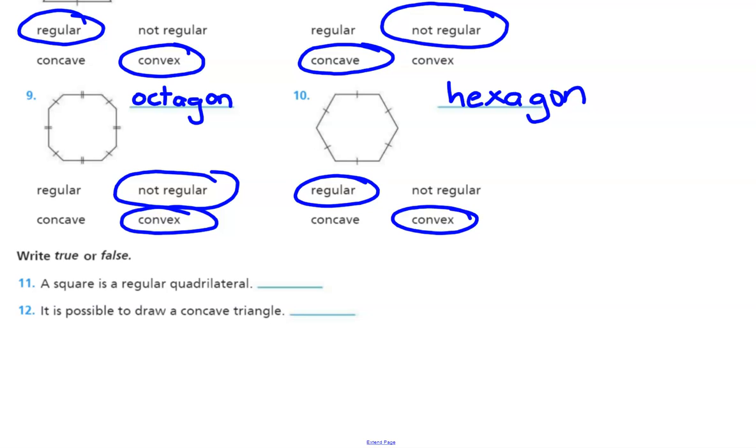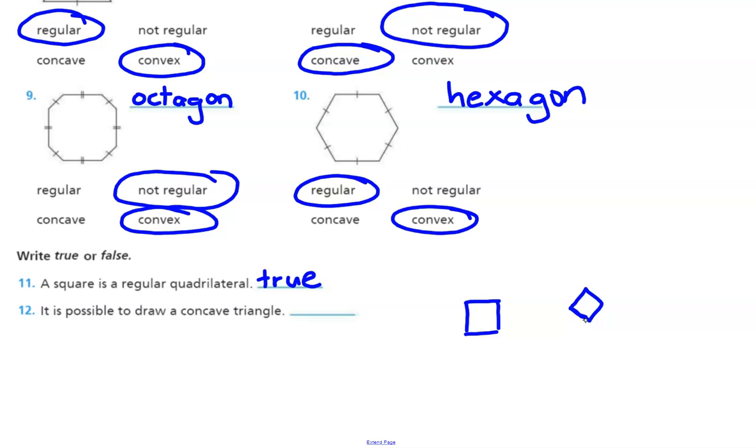And then just to finish it out today, it just wants us to write 2 true or false statements here. It says a square is a regular quadrilateral. Okay, well, think about this. Quadrilateral is a shape that has 4 sides. A regular quadrilateral would mean that all 4 sides have to be the same length. So I would say that that's indeed true. Because even if you drew it as a rhombus, that still technically could be a square.